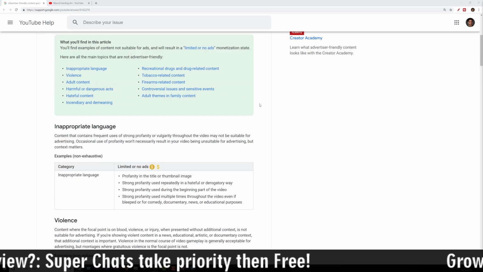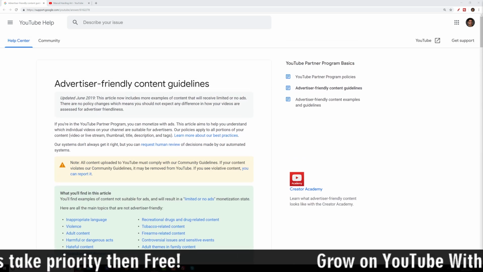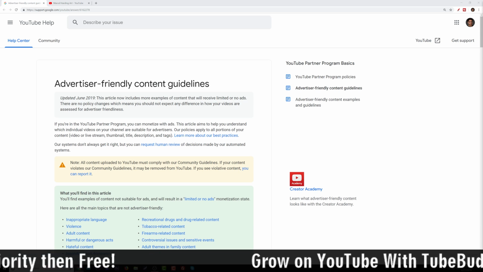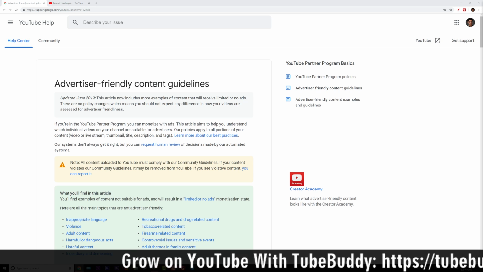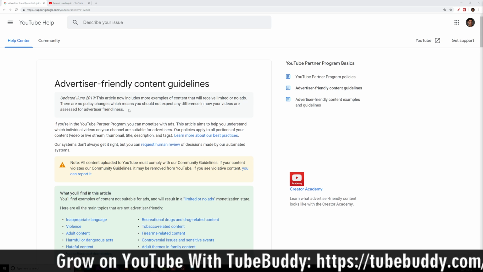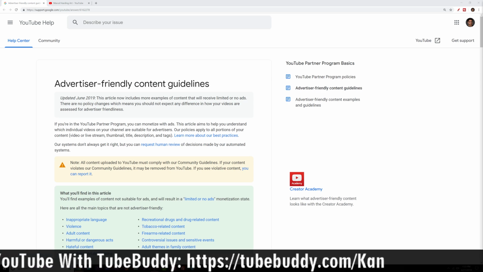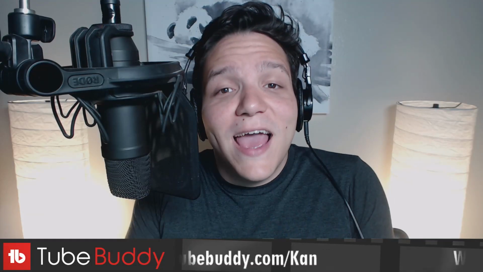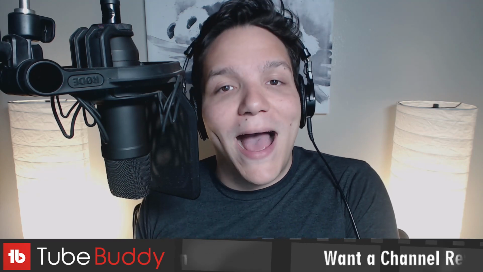We'll figure this out. So basically you can see here that they updated June 2019. This article now includes more examples of content that will receive limited or no ads. There are no policy changes, which means you should not expect any differences in how your videos are assessed for advertiser friendliness. Now, essentially what this means is they've finally given us more concrete examples of what's going to cause limited or no ads on YouTube.